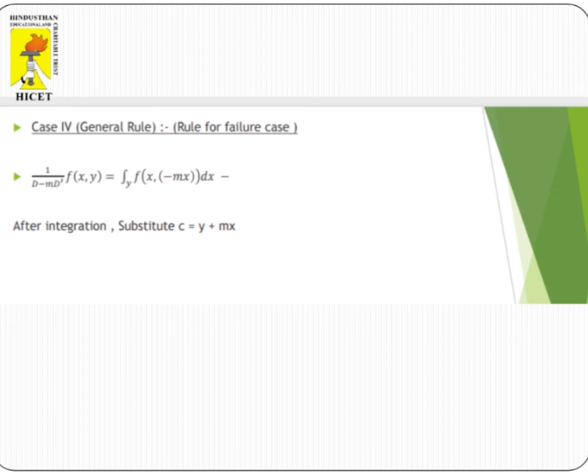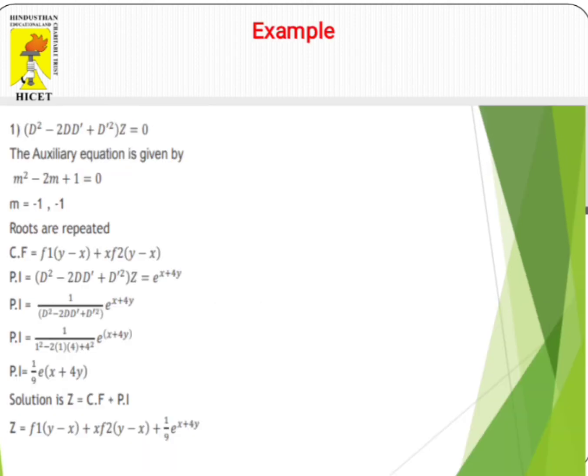It is also equal to integral f of x comma c minus mx dx. We try to convert in terms of x, and we have to integrate with respect to x. We will get the required solutions of the given non-homogeneous partial differential equations. For example, solve D square minus 2DD dash plus D dash square into z equal to 0.